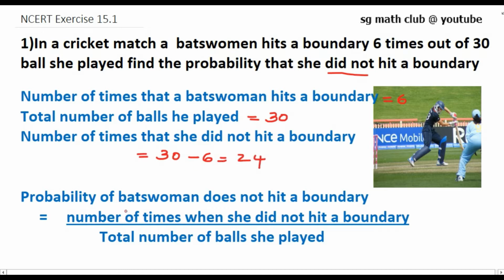Now the question is the probability that the batswoman does not hit the boundary. We can take this as P of E equal to the number of times she does not hit the boundary divided by the total number of balls she played. That is 24 divided by 30, which we can simplify to 4 by 5. We know that the value of probability lies from 0 to 1. It can be 0, it can be 1, and you can see that this is definitely less than 1.